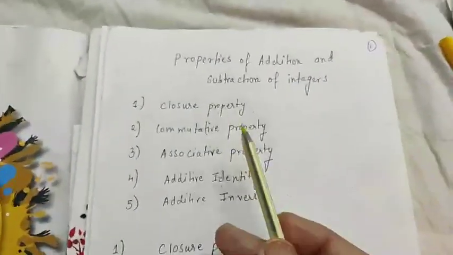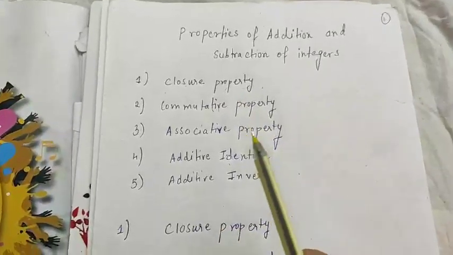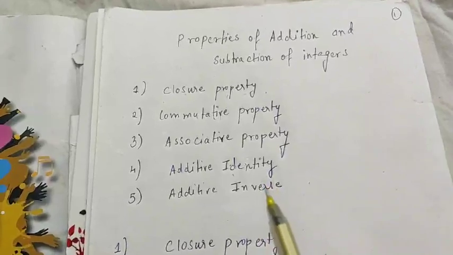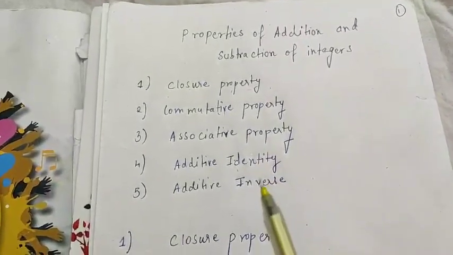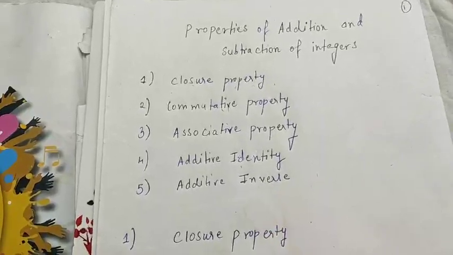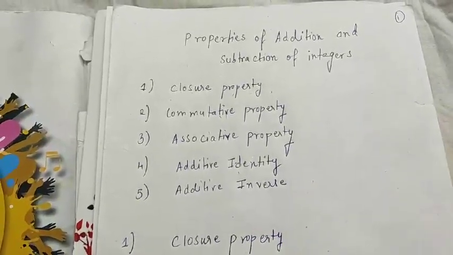And similarly, like in addition and subtraction, we have studied various properties: closure property, commutative, associative, identity, and inverse property. So similarly, in multiplication also, we have to study these properties and verify whether they are true in the case of multiplication or not. So let's start with how we can multiply the integers.